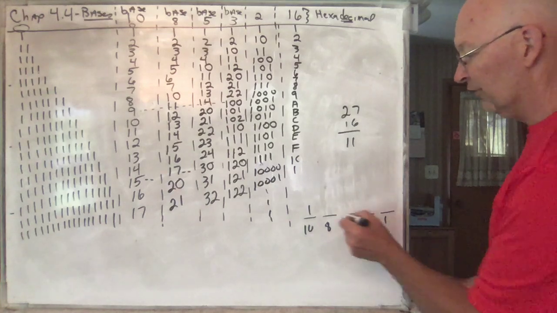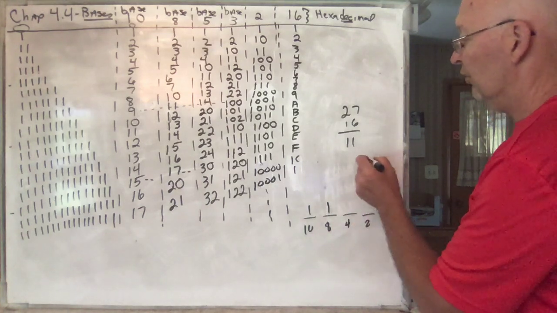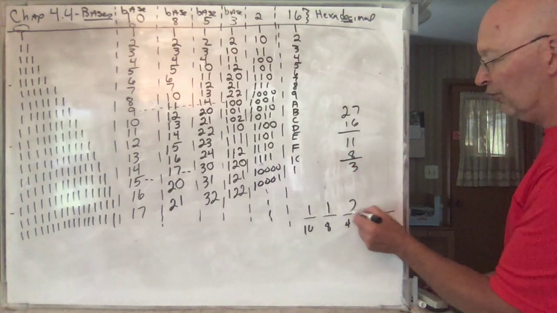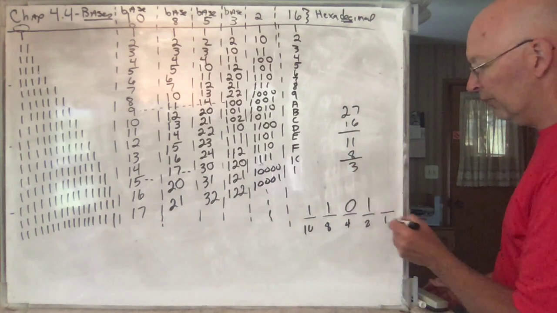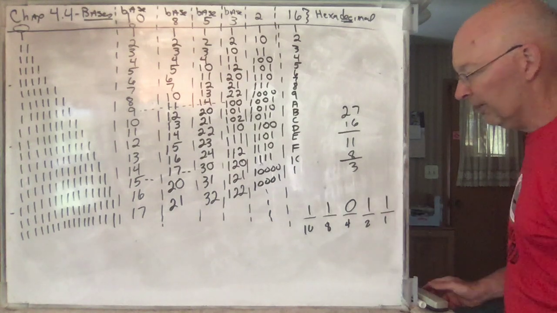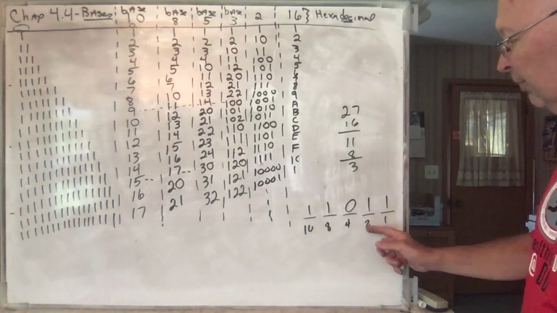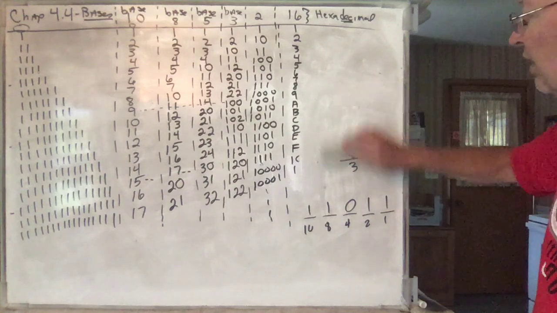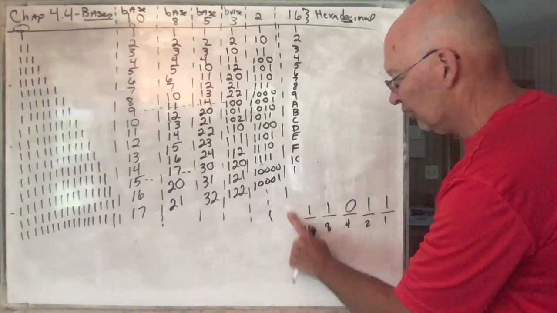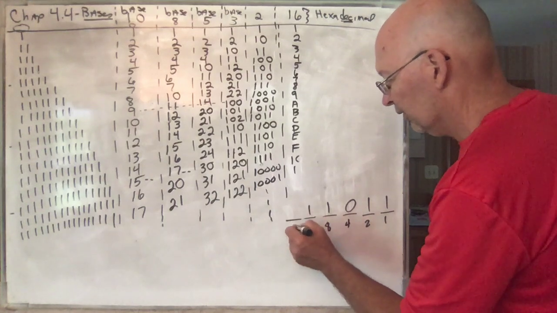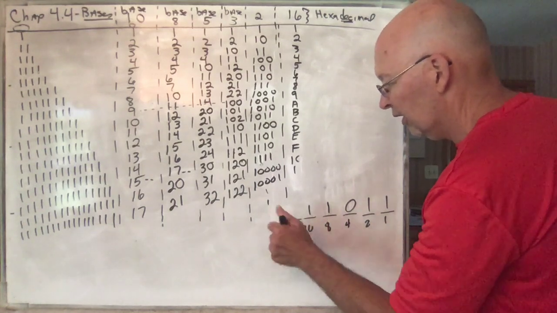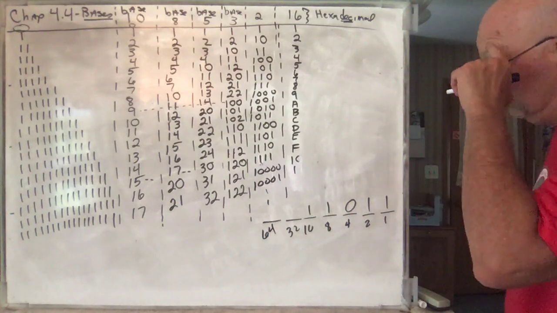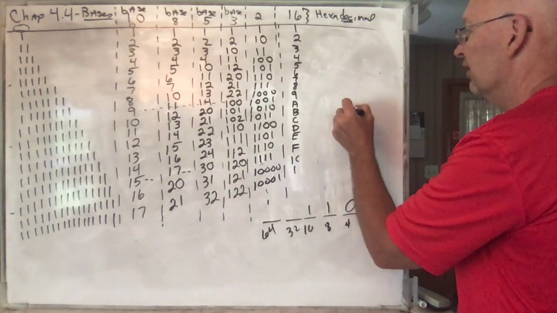Yes, 11 has a group of 8 in there. So now I subtract my group of 8, I'm left with 3. So there's no groups of 4, but I do have a group of 2 and a group of 1. So there's 16 plus 8 plus 2 plus 1 gives me 27. See how that works? Let's just do one more, just for a little larger numbers. So here's 32. Let's go 2 more. Here's 64.